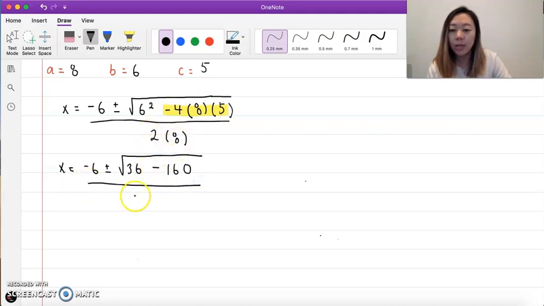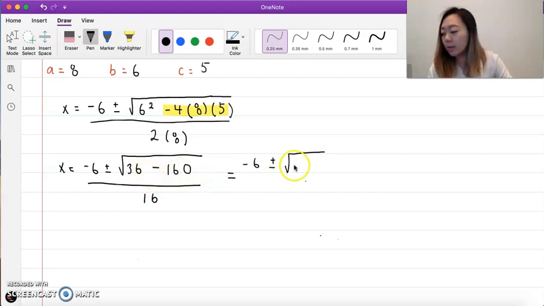Divided by 2 times 8 is 16. And let's go ahead and simplify it out further. So we got negative 6 plus or minus, inside the radical, 36 minus 160. 36 minus 160 gives you negative 124. Divide that by 16.